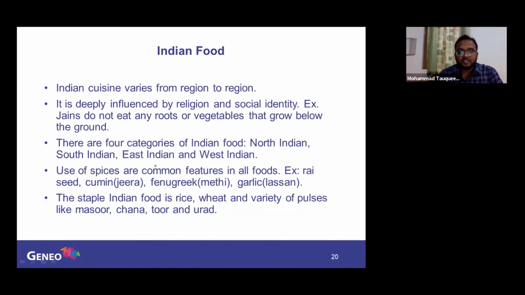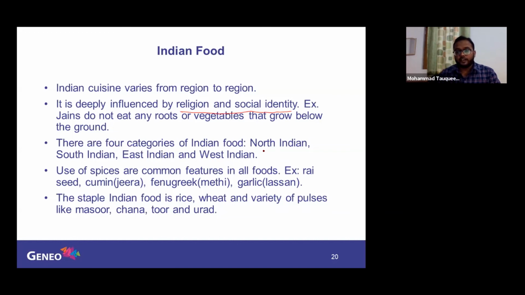Why? Because our food is deeply influenced by our religion and social identity. Like the Jain community do not eat foods that grow inside the ground or below the ground. They don't eat those foods because they think that it will be harmful for living things. So our Indian food is deeply influenced by religion and social identity.